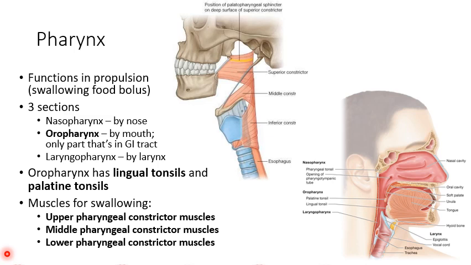Finally, in the pharynx, you have 3 sets of muscles that are used to swallow. And we're not going to worry about the details of how swallowing happens, but these muscles have to contract in a specific order in order for you to swallow properly. First, you have the upper pharyngeal constrictor muscles, then the middle, and then the lower pharyngeal constrictor muscles, also called the superior, middle, and inferior pharyngeal constrictor muscles.